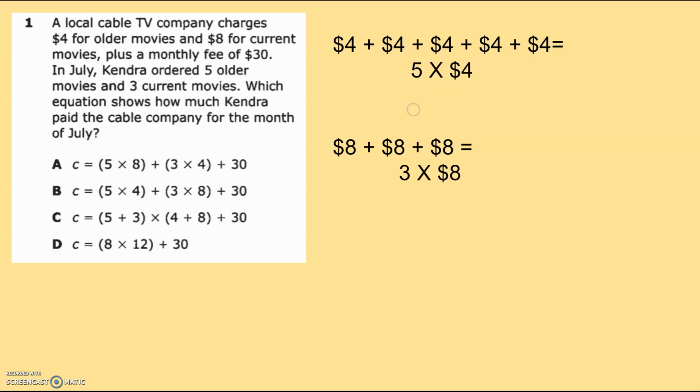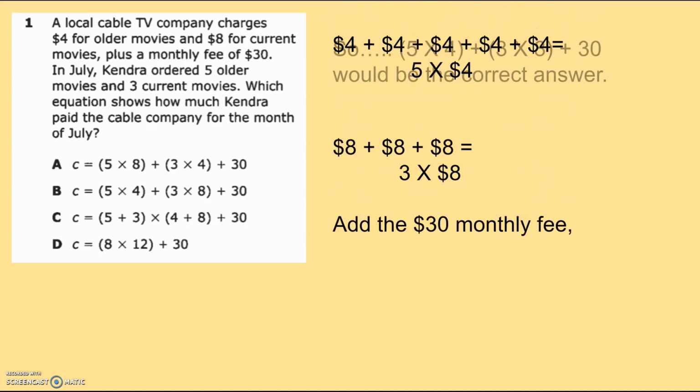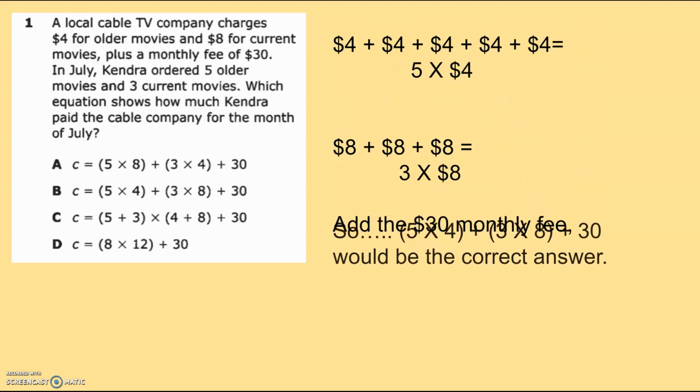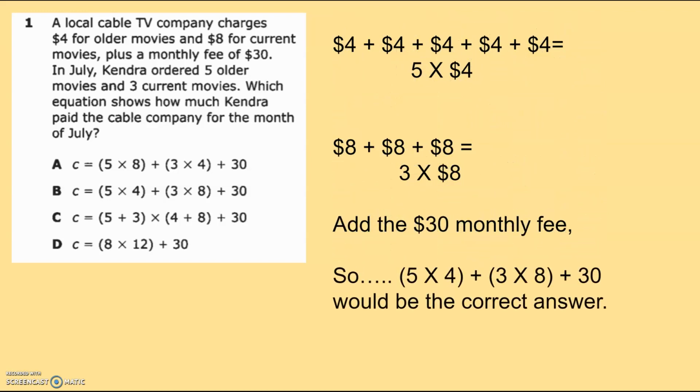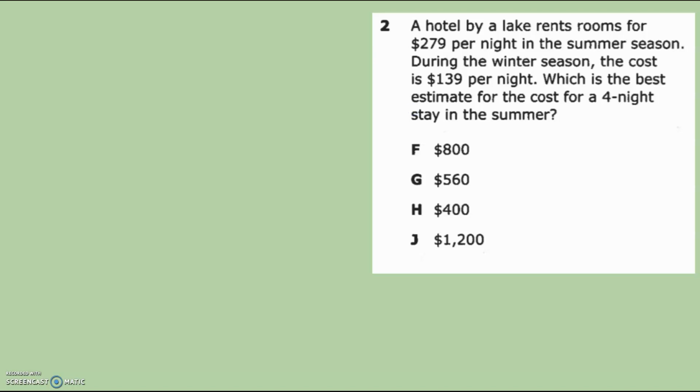I also know that she spent an additional $30 on the monthly fee. So now I know that in order for her to get her answer, she would have to do 5 times the $4 plus 3 times the $8 plus that $30 fee would be your correct answer. If you look over at your answer choices, I'm sure you'll find the right one.